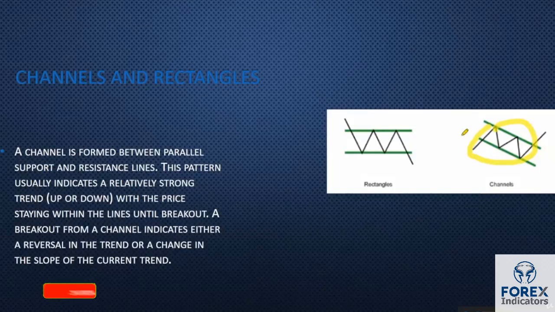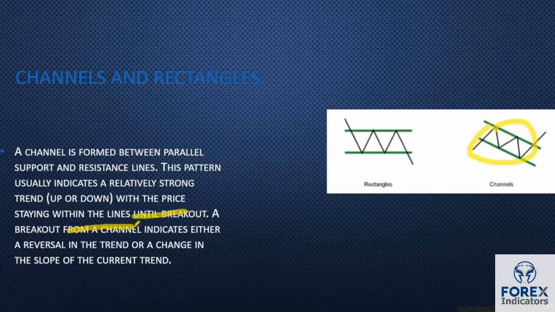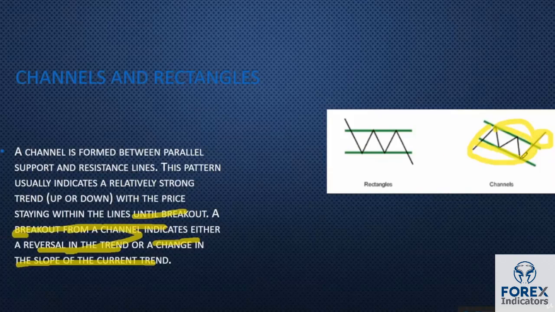This pattern usually indicates a relatively strong trend up or down, with the price staying within the lines until a breakout. A breakout from a channel indicates either a reversal in the trend or a change in the slope of the current trend. So you can get a breakout going up. Okay, and when you get that breakout, this one is a reversal of the trend, because as you see, price is moving in a downtrend.